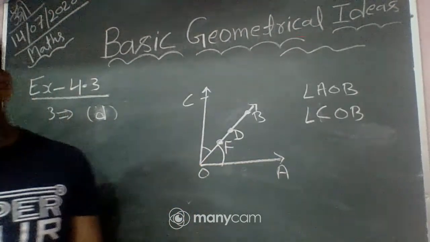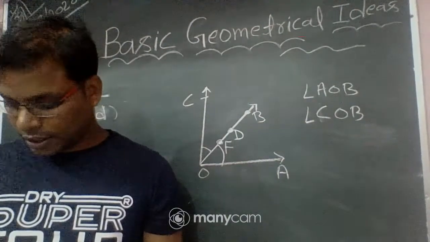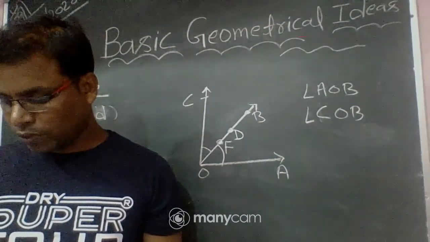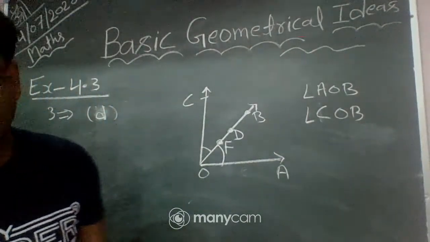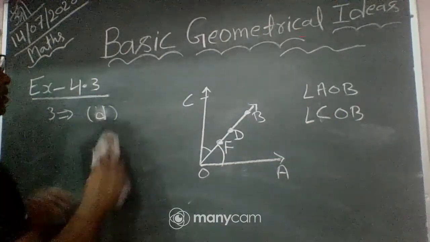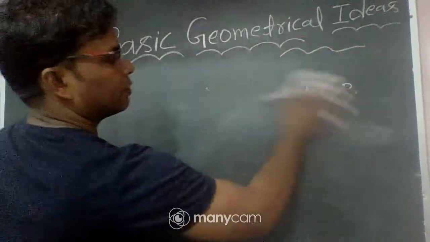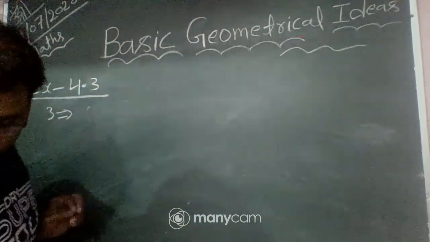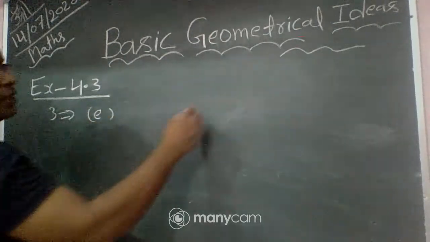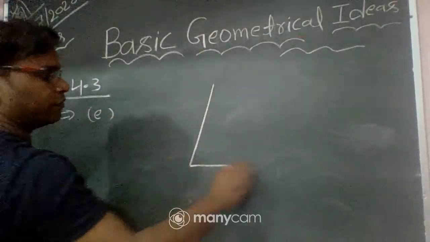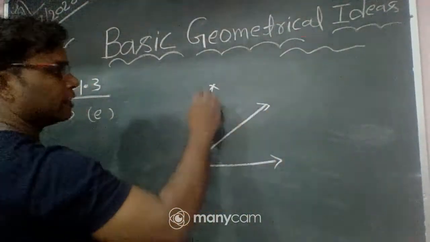Now the last part of question number 3 is one ray in common. So we draw two angles such that one ray is common. So students, I hope all of you know and recognize what is a ray. So what is a ray? E part.